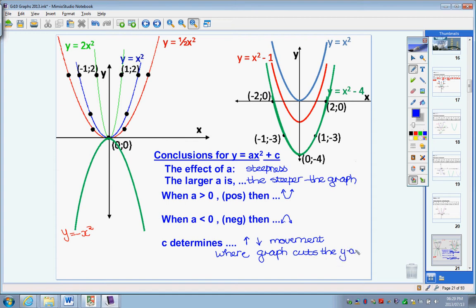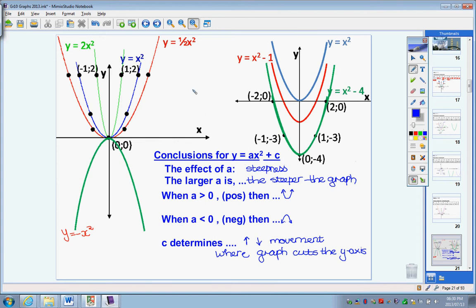Let's just make sure you understand why that happens in any graph, in any function, when you let x equal 0 and c is the value with no x in it. So when x is 0, this term will always be 0, and therefore we will just get where it cuts the y-axis, because everywhere on the y-axis, what is the x value? Everywhere on the y-axis, x is equal to 0. So when x is 0, we find where it cuts the y-axis.